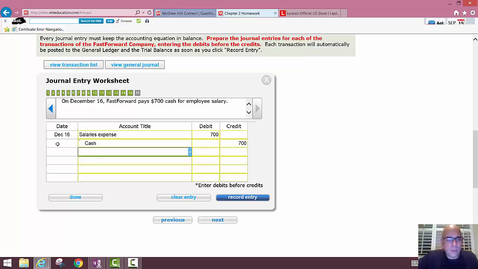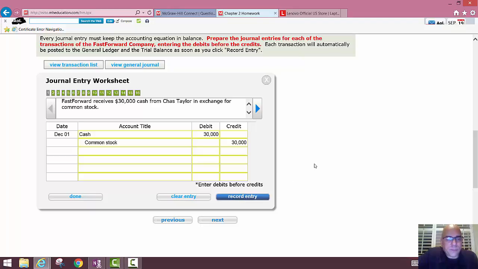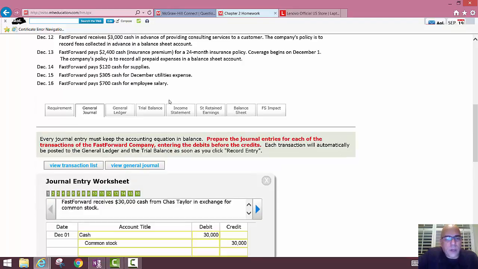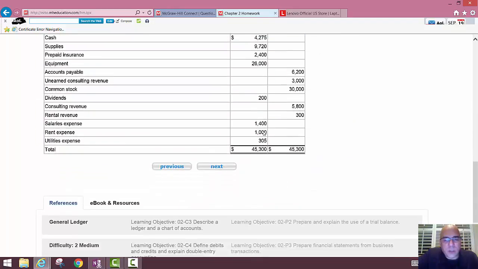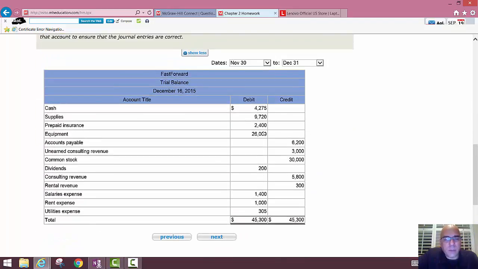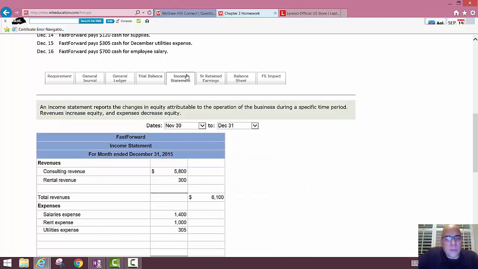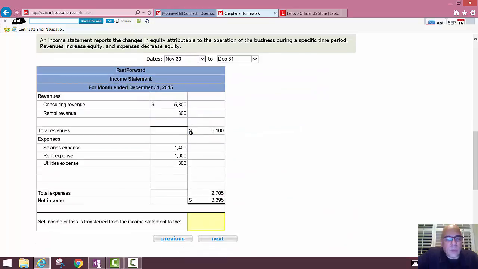Okay, and it moves the cash to the left when I tell it it's a credit. And we go ahead and record the entry. We're all the way back to the first transaction, but we're good now. We run our trial balance. Now let's look at the trial balance just to make sure nothing weird happened. Good, everything balances, and we're satisfied that now we have our income statement, revenues minus those expenses. That gives us our net income.